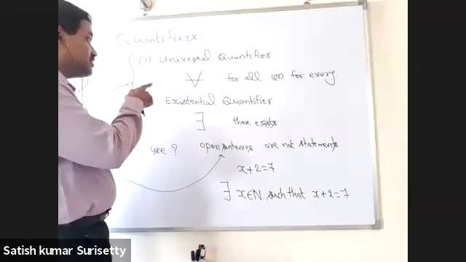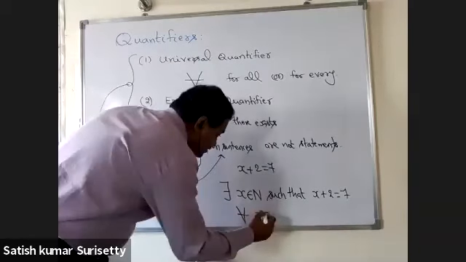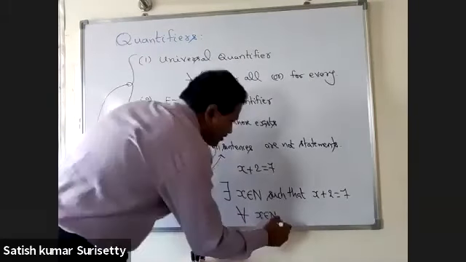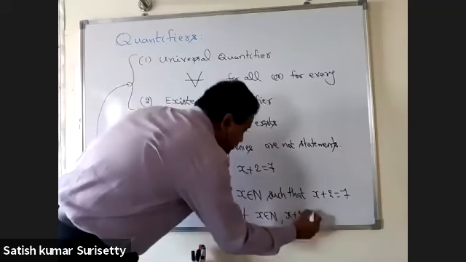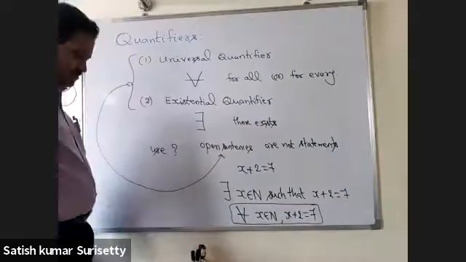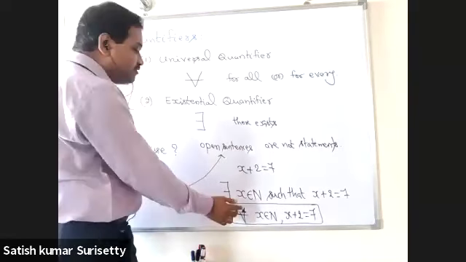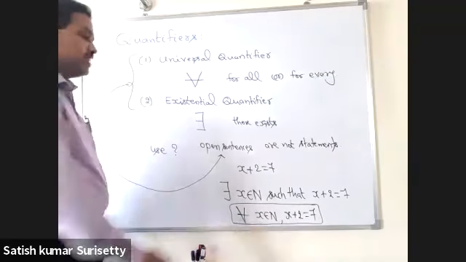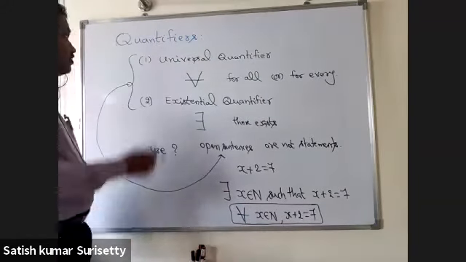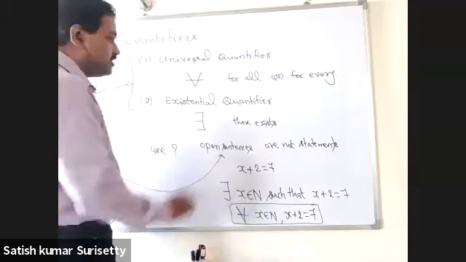I can use the universal quantifier also: for all x belongs to N, x plus 2 equal to 7. Can I say this is also a statement or not? It is false, but it is a statement. That means you are concluding true or false. So using quantifiers, you can convert the open sentences into the statements.